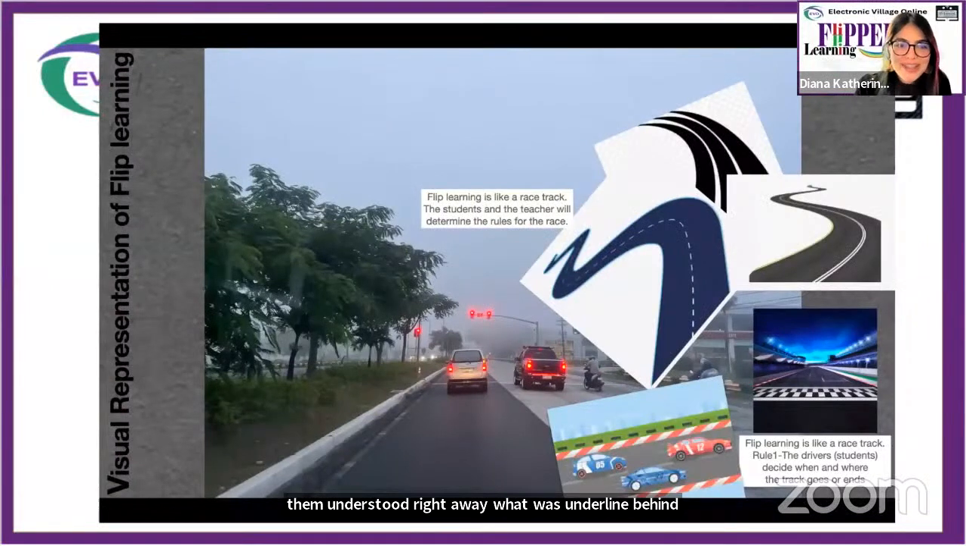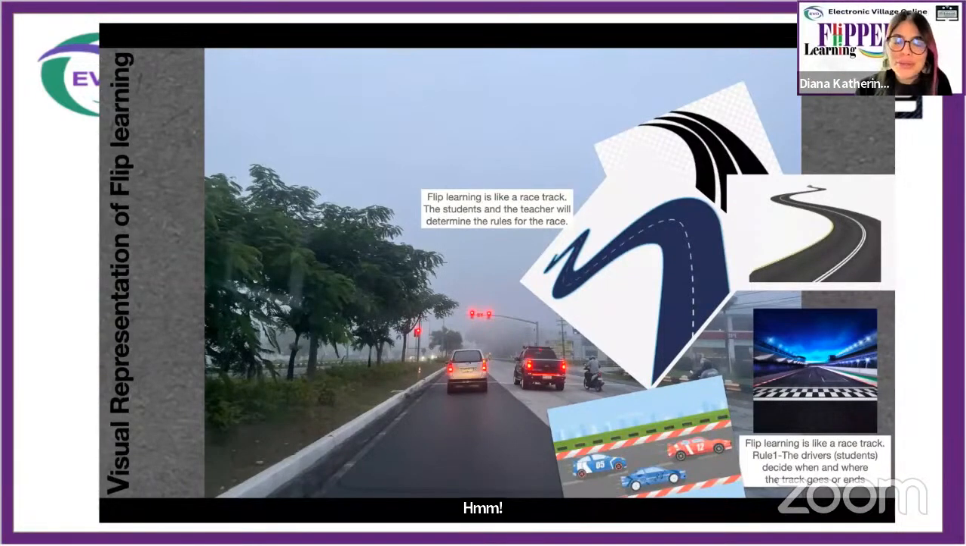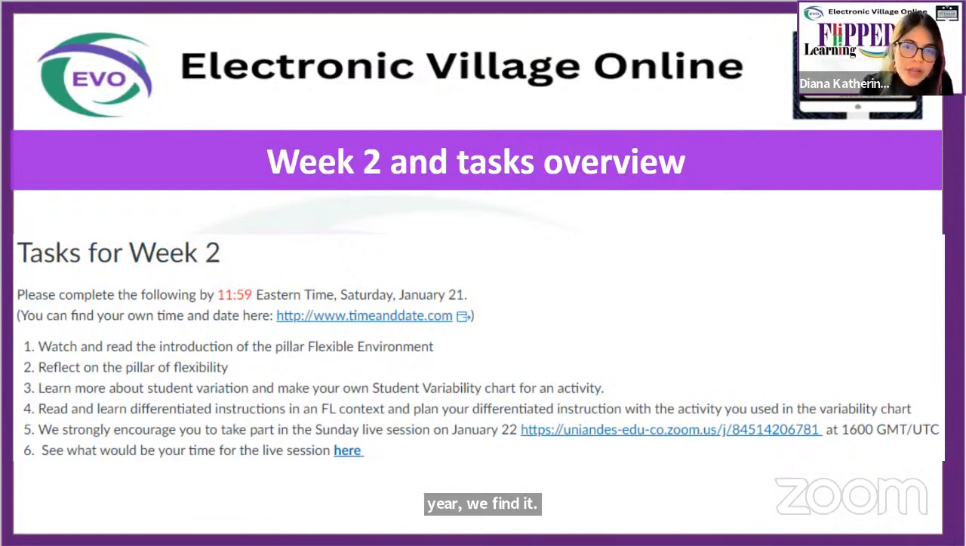And this one, of course, I really like this metaphor, which was flipped learning looking like a racetrack, you know, where students and teacher determine the rules. And this is also very linked towards differentiated learning. In week number 2, they had to make a student variability chart. And this was because in a previous year, we found the content a little bit overwhelming for teachers. We wanted them to have more scaffolded activities.